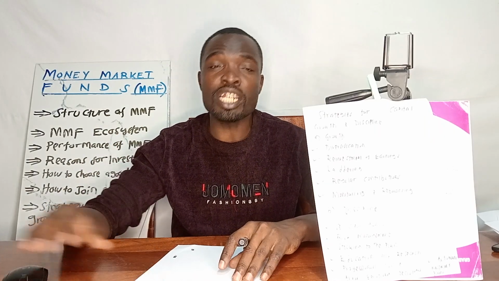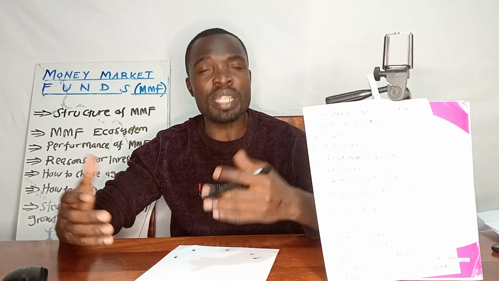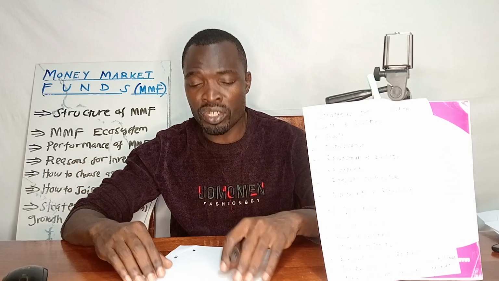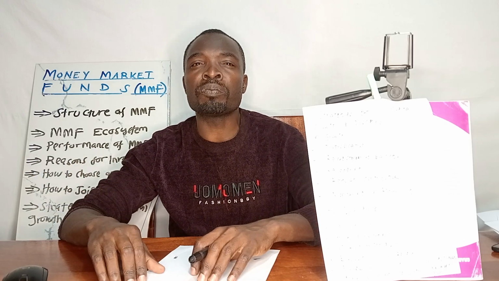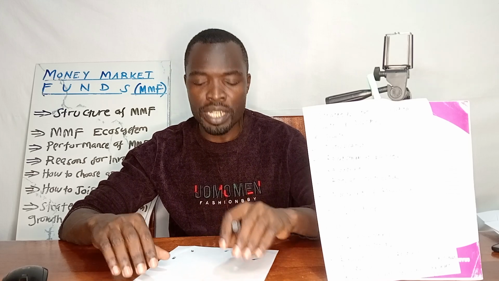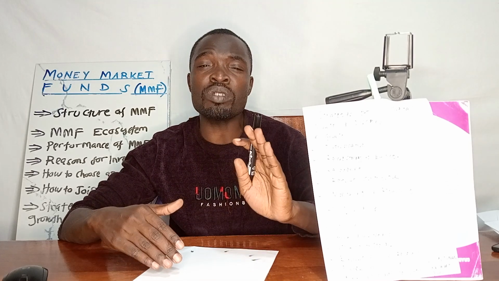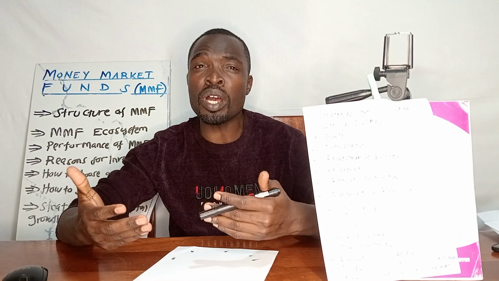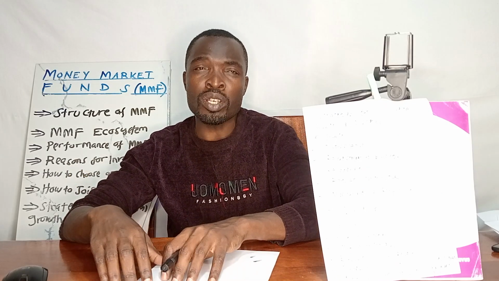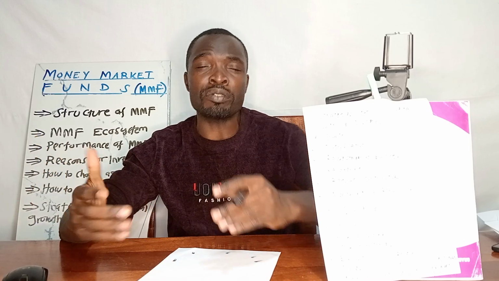Strategy number three, under discipline, is to stick to the plan. Develop a written investment plan that outlines your strategy, your goals, and your risk tolerance, and stick to this plan. Avoid impulse decisions based on short-term market movement. Markets will always fluctuate. It's beyond your control. But the moment you have a plan, you stick to this plan so that should the market fluctuate, you are not bothered by that.